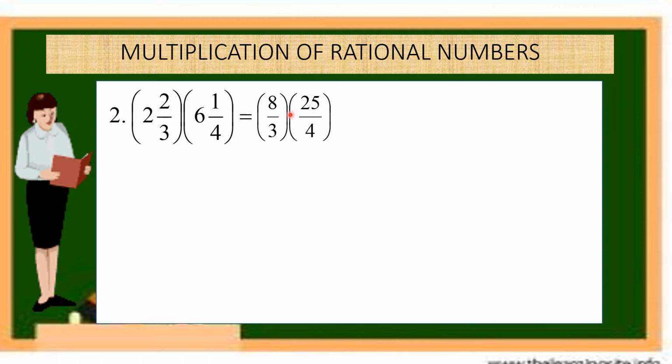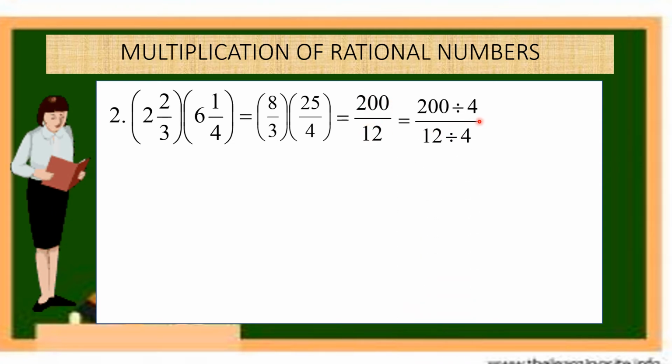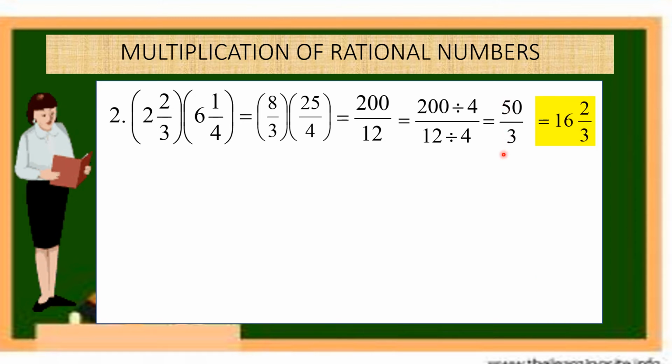We can multiply 8 times 25. 8 times 25 is 200 and 3 times 4 is 12. So 200 over 12, both divisible by 4. So we have 200 divided by 4 and 12 divided by 4. 200 divided by 4 is 50 and 12 divided by 4 is 3. And 50 over 3 is equivalent to 16 and 2/3.